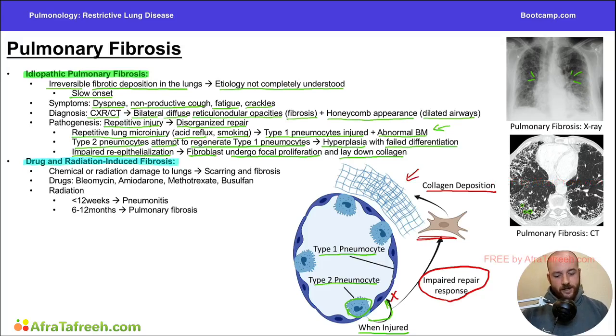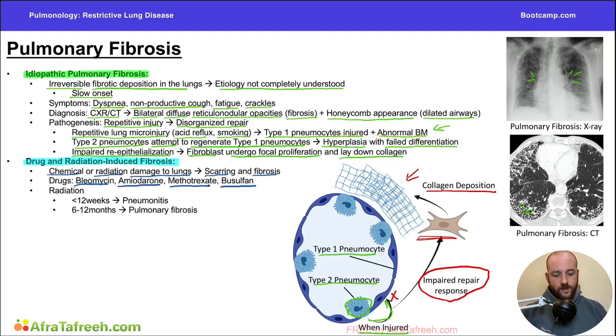Okay, so now we're going to finish up by talking about drug and radiation-induced fibrosis. So the idea here is that certain chemicals and radiation can cause damage to the lungs, and this damage is going to result in scarring and fibrosis of the lungs. And 4 drugs that commonly come up in boards questions as drugs that cause pulmonary fibrosis are bleomycin, amiodarone, methotrexate, and busulfan. So I would note these drugs down as causes of pulmonary fibrosis.